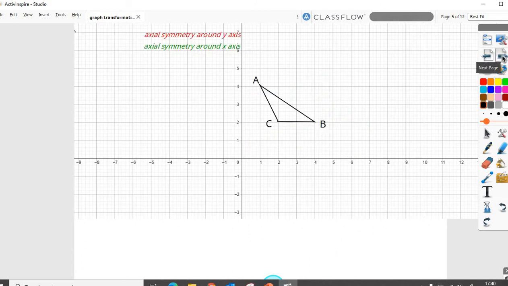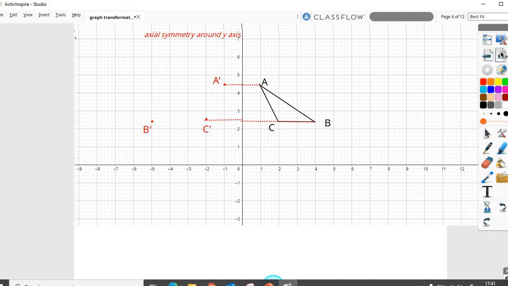The second type of transformation is axial symmetry. And there's 2 types of axial symmetry here I'm going to show you. One is around the y-axis, which is where you mirror the image through the y-axis. And the way you do that is you draw a line from A across to the y-axis, and then the same distance again. And this is the point A dash. We do the same for C and B. And when we do that, we have the 3 points plotted on the plane, and we join them up to show the image, which is a mirror image in the y-axis.